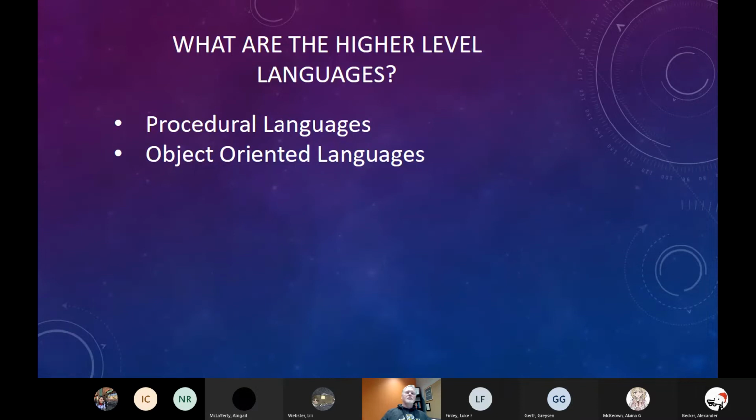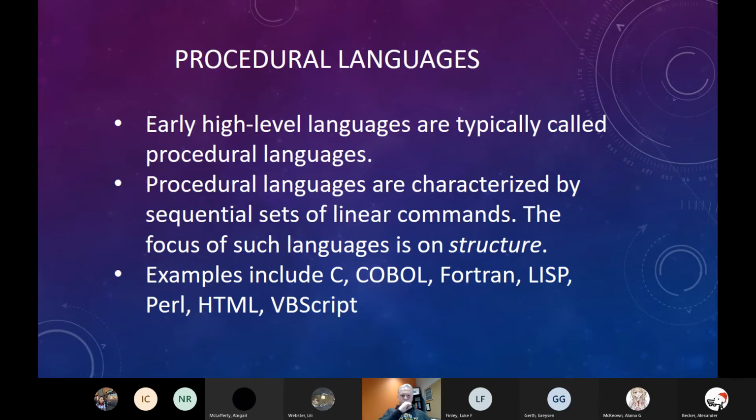Okay, like I mentioned in a previous slide, what are the higher level languages? They're procedural languages and object-oriented languages. Procedural were the early high level languages. If you remember the other day, I showed you my history with programming, the stack of punch cards, then the reel-to-reel magnetic programming, and then the Tandy 1000, where most of the programs were written in COBOL and Fortran. All of that programming was procedural languages.